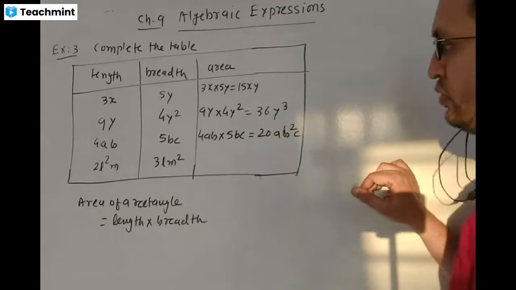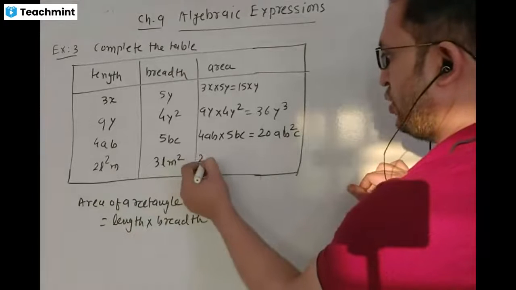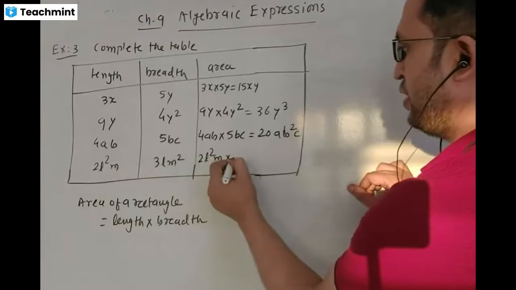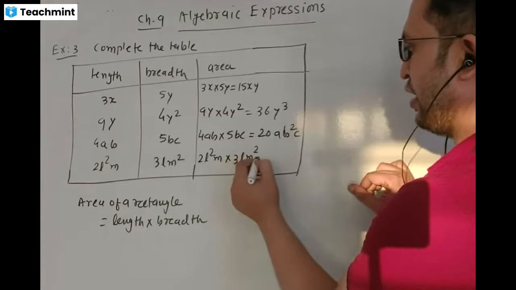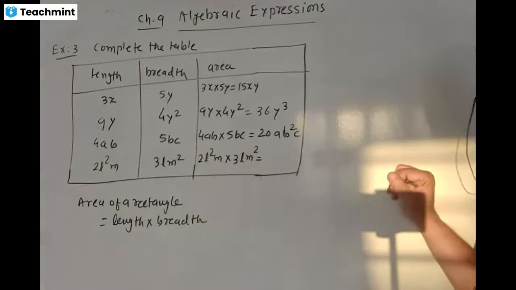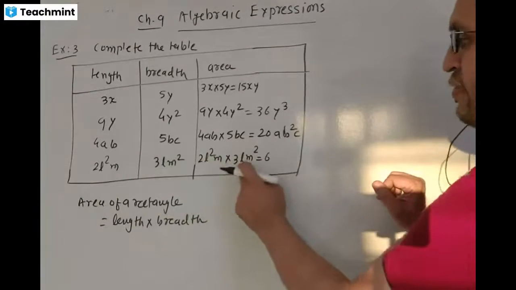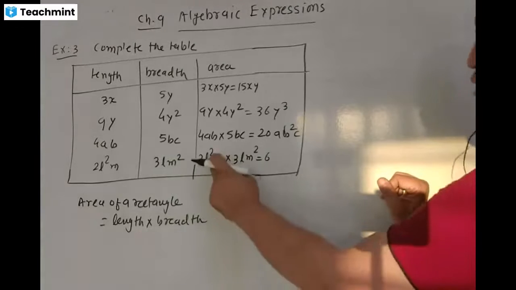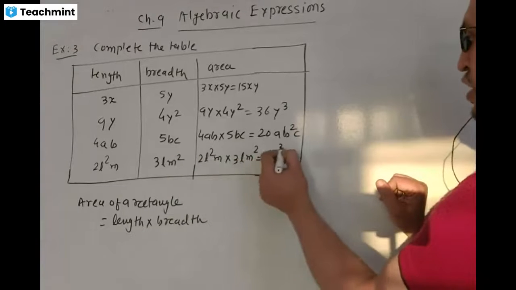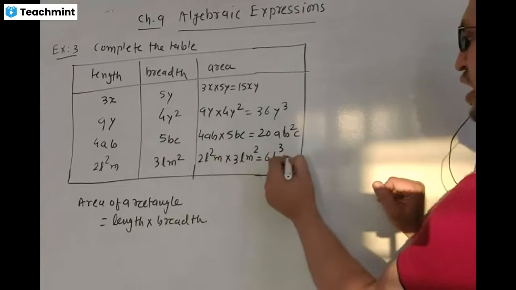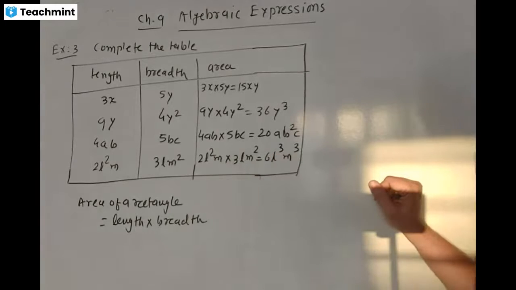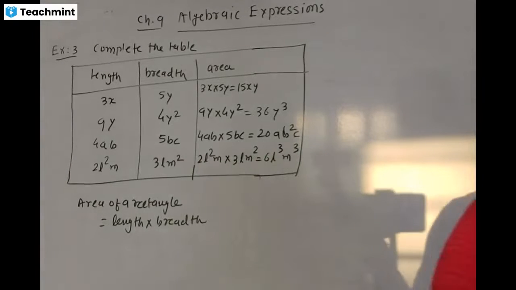Next one, 2l square m into 3l m square. Constant term multiply with constant term, 2 threes are 6, l square into l: l 2 times plus l 1 time, that is l raised to 3. m 1 and m square, that is m raised to 3. And that is the final answer.